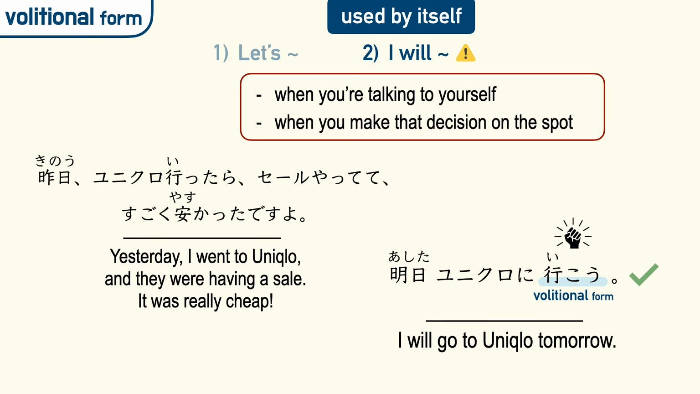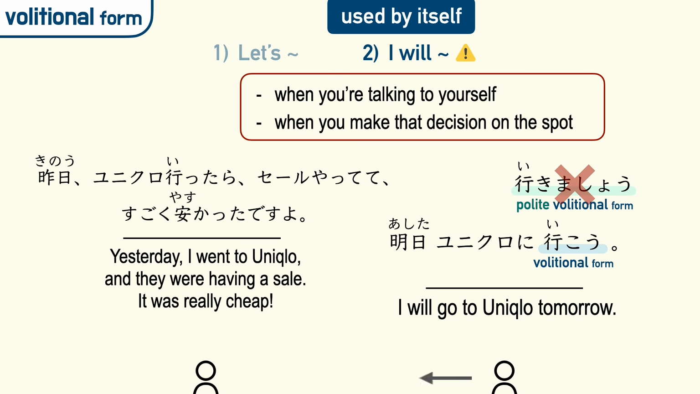Why does this work? Because you're still kind of talking to yourself. You're just letting the other person overhear your self-talk. And for that reason, it doesn't need to be in the polite form, 行きましょう. It's not really a message directed at the listener. You're still talking to yourself. And of course, you don't need to be polite to yourself, right? So it's always the plain volitional form instead of the polite volitional form.